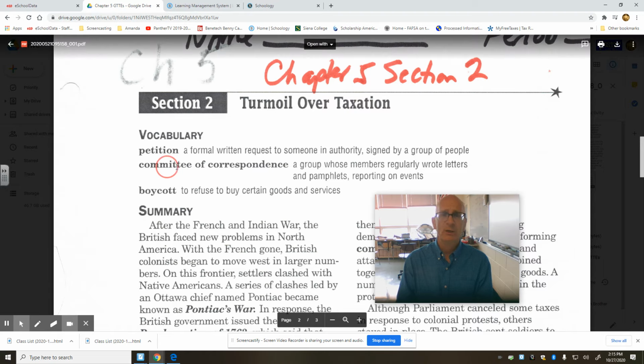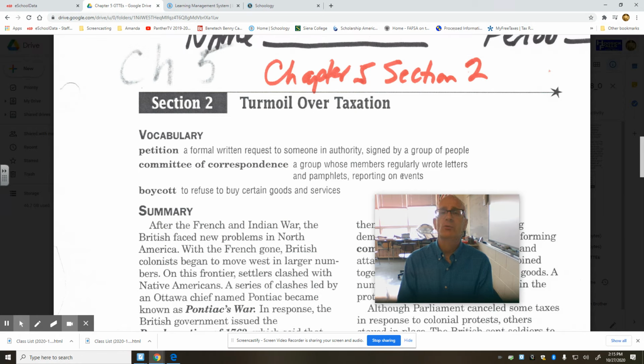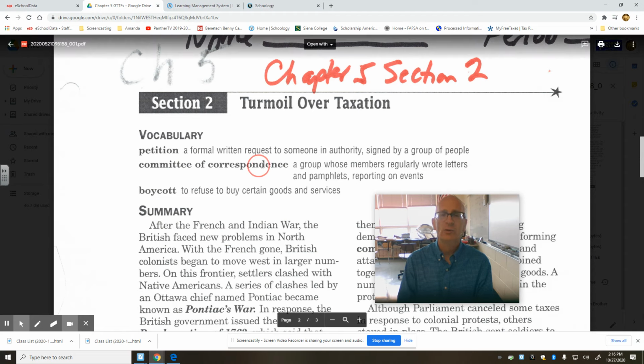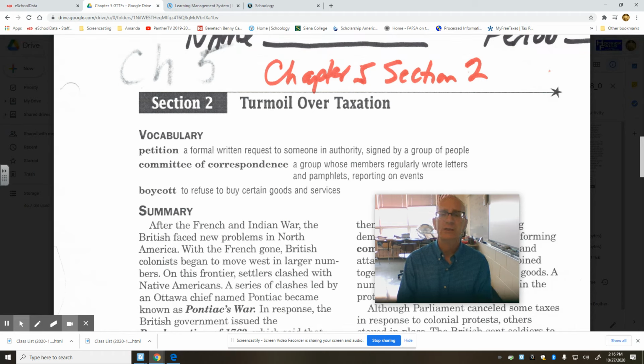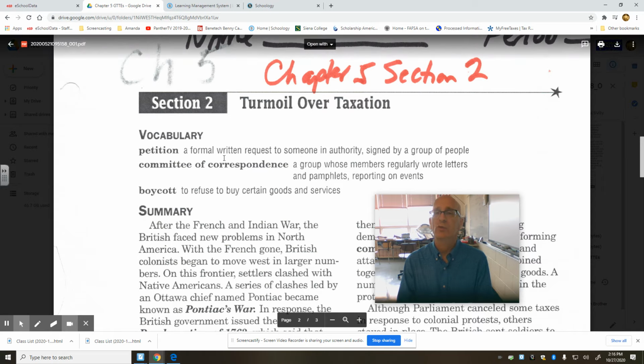You have committee of correspondence. Committee of correspondence is a group whose members regularly wrote letters and pamphlets reporting on events in the colonies. So these committees of correspondence were basically writing letters and pamphlets pointing out what was going on in each of the 13 colonies during this period of turmoil.